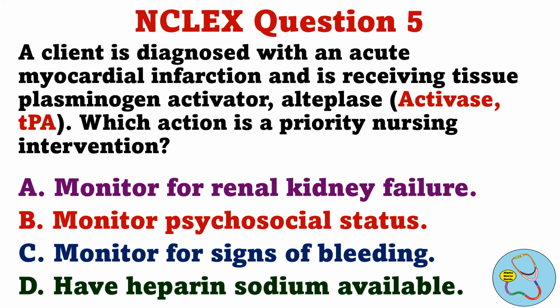Question 5. A client is diagnosed with an acute myocardial infarction and is receiving tissue plasminogen activator, alteplase. Which action is a priority nursing intervention? A. Monitor for renal kidney failure. B. Monitor psychosocial status. C. Monitor for signs of bleeding. D. Have heparin sodium available.